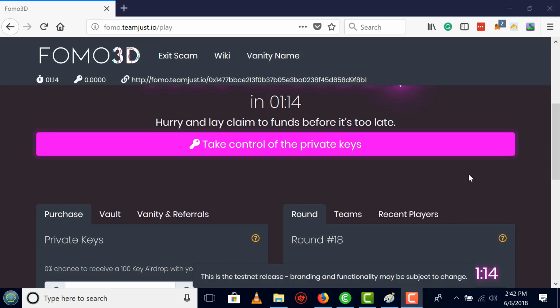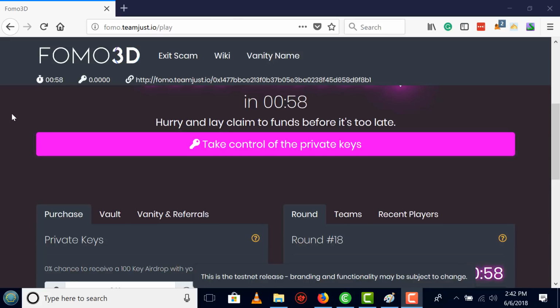Okay, Fomo3d is here. Let's talk about this for a moment. Let's talk about how to play Fomo3d for a little bit. And if you don't know what Fomo3d is, FOMO is an acronym for fear of missing out. And it's pretty fascinating.